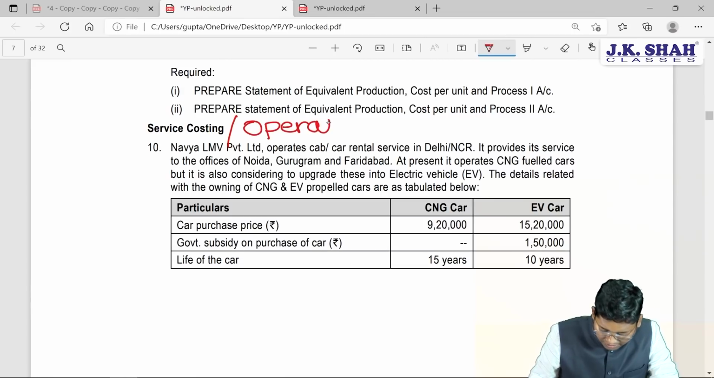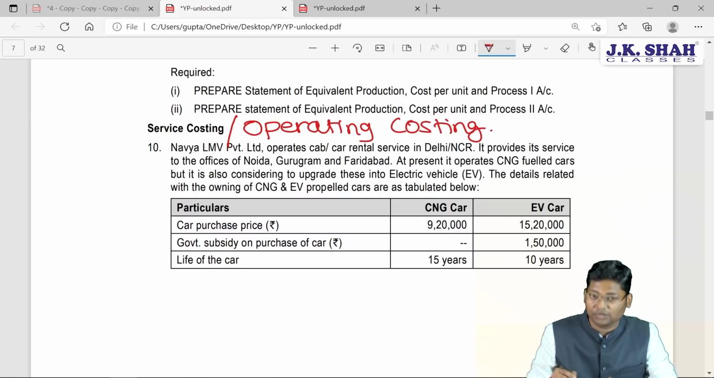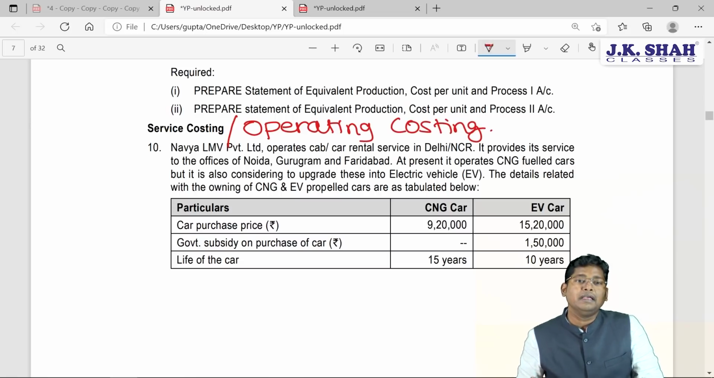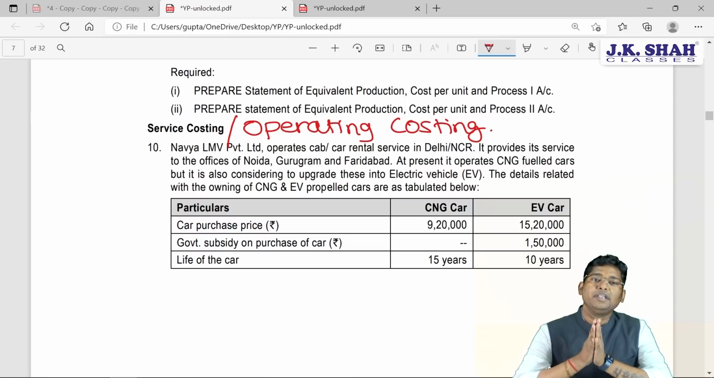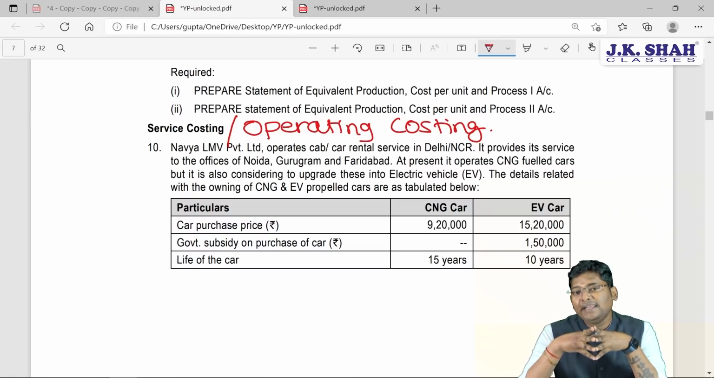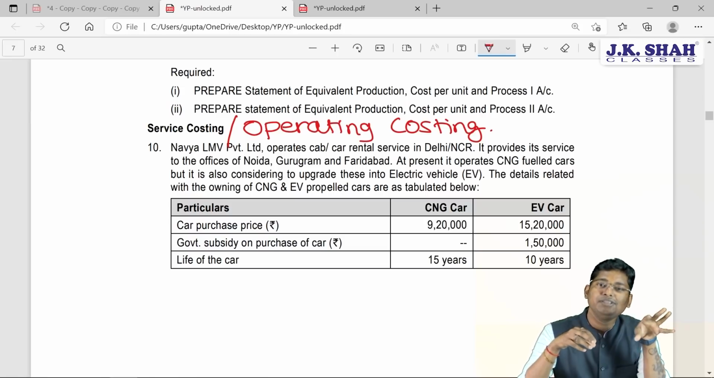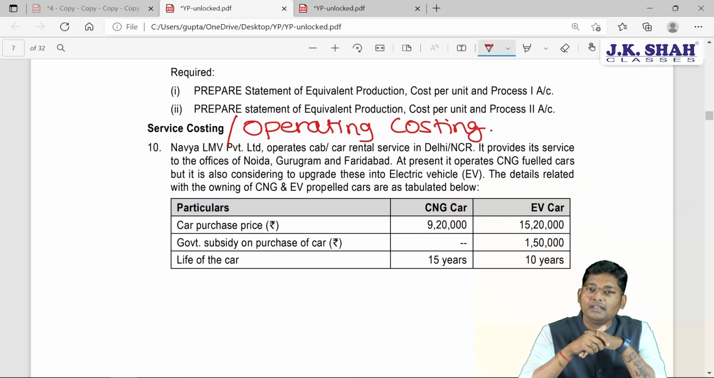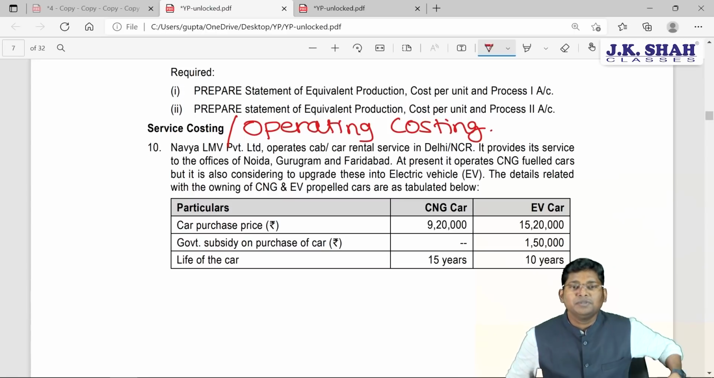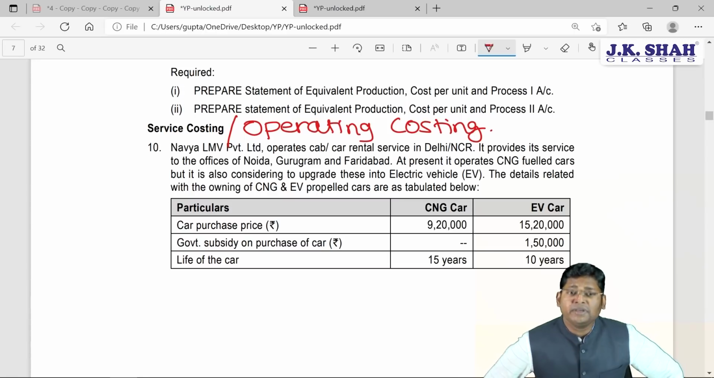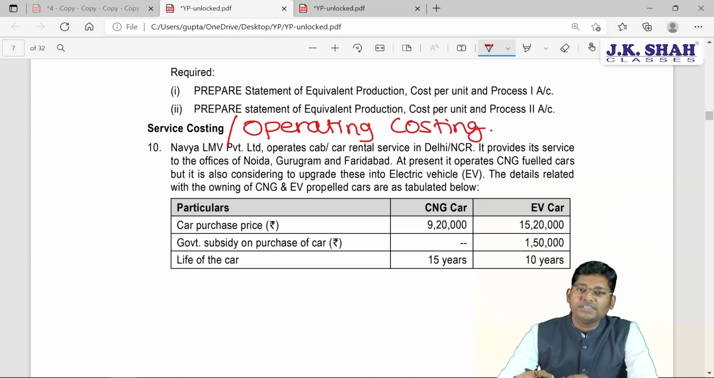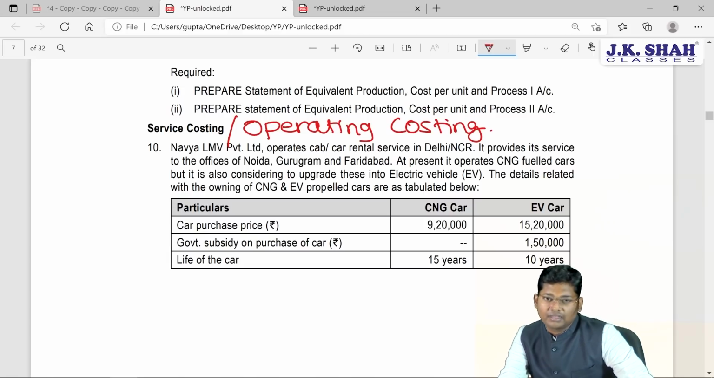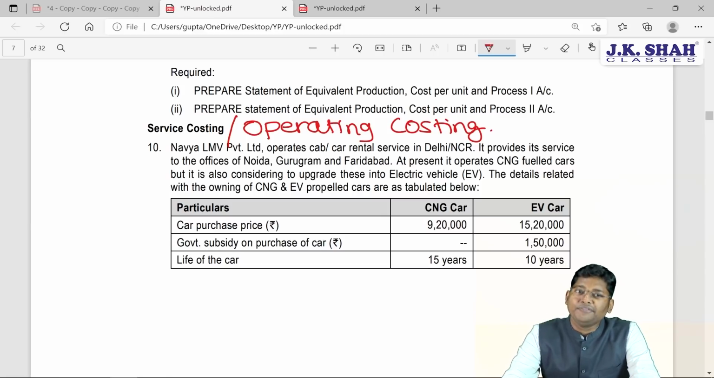and service costing is also called operating costing. This is the second name of this particular chapter. Now the sum which is given in this chapter carries weightage of approximately 10 marks, where CNG car and electric vehicle information is available. Let's have a discussion about this question number 10. So in question number 10 of your RTP, the information covered is related to the CNG car and the electric vehicle, that is your EV car.